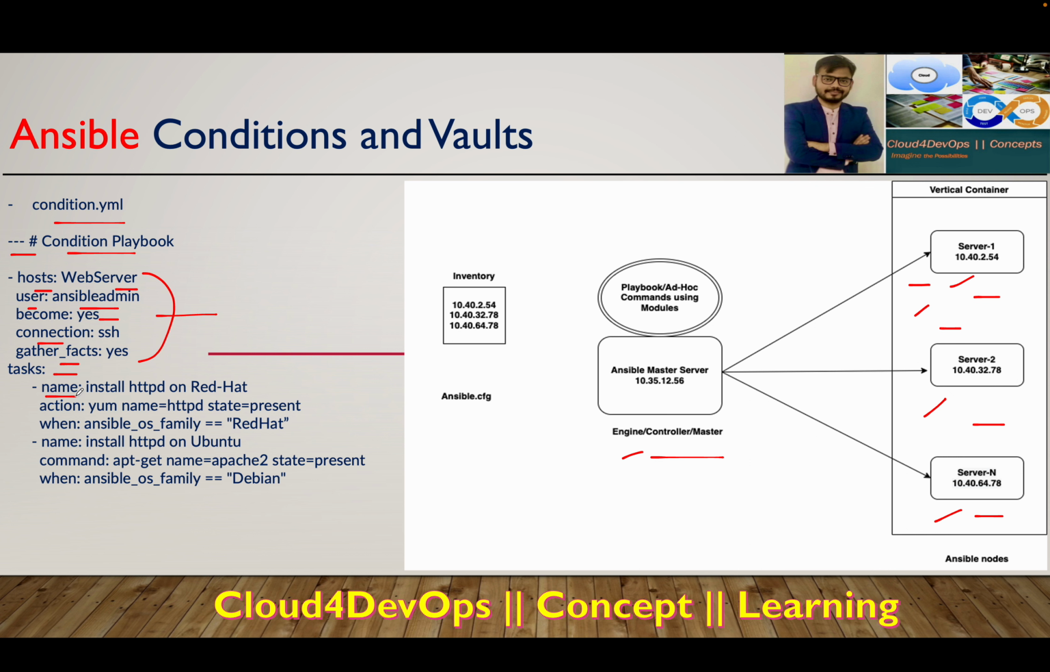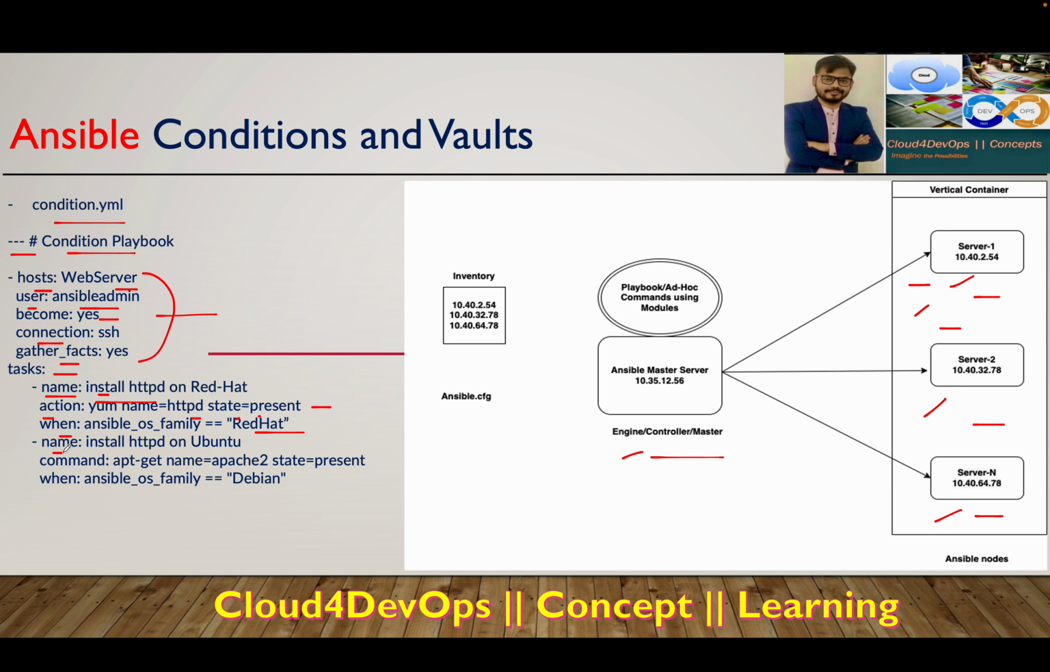Within the task, name: install httpd on Red Hat. Remember, this is just a statement. It can be written like anything. Then we are performing an action. Yum, name is equal to httpd, state is equal to present. But with a condition, when my Ansible OS family member is Red Hat. Remember another thing, while you're writing a Red Hat family, the R and H have to be in caps.